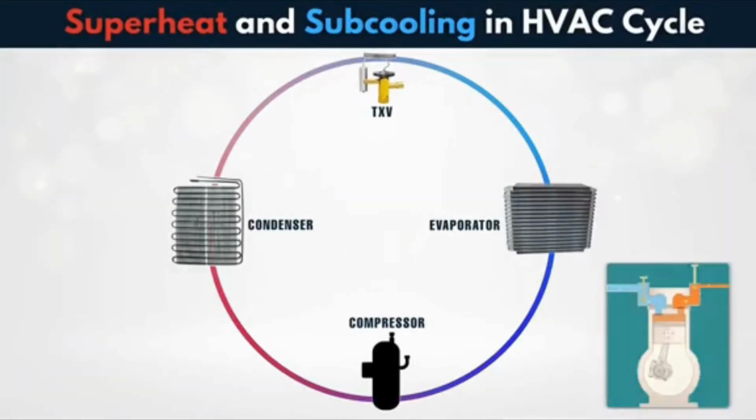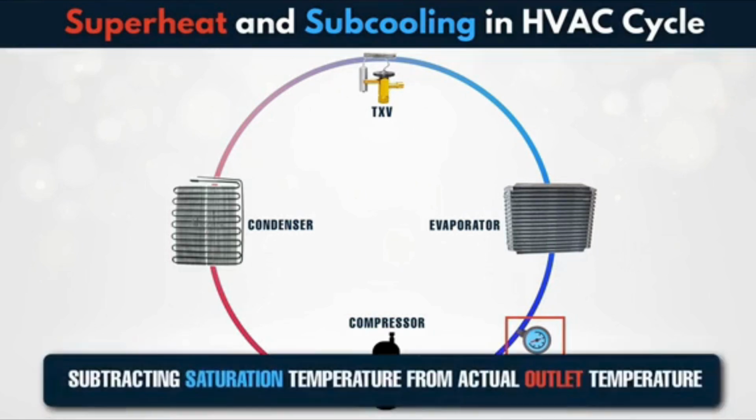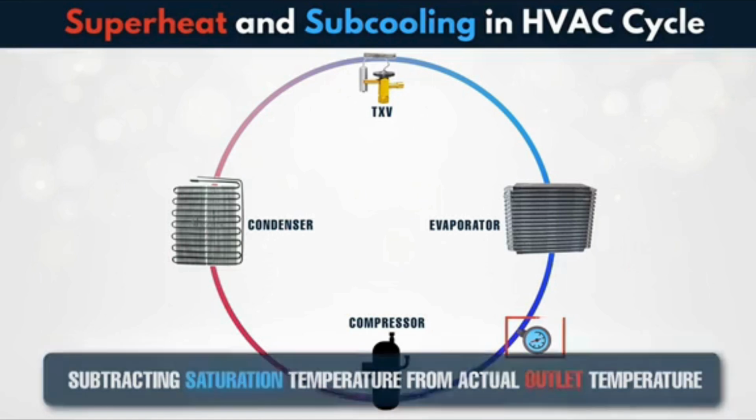Superheat in the HVAC cycle. In the refrigeration cycle, the compressor can only compress vapor. If liquid enters, it can cause mechanical damage because liquids cannot be compressed. This is why proper superheat is so important. The evaporator must convert all refrigerant into vapor before it reaches the compressor, and then add a little extra heat to ensure it's fully vaporized. Technicians measure superheat by measuring the refrigerant temperature at the evaporator outlet, finding the saturation temperature for the refrigerant at the current evaporator pressure using a pressure-temperature chart or digital gauge, and subtracting the saturation temperature from the actual outlet temperature.